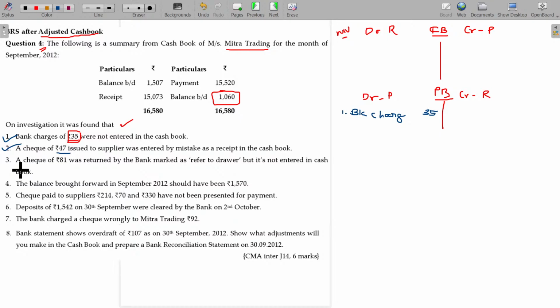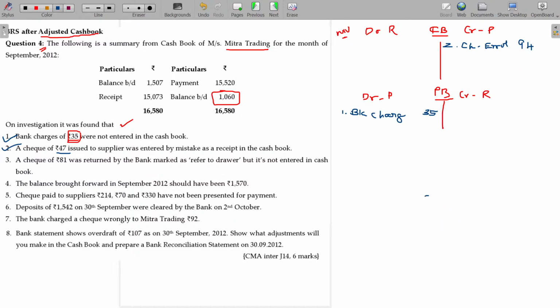A check, rupees 47, issued to supplier was entered by mistake as a receipt in the cash book. A check issued means payment, shown in the receipt side wrongly, should be corrected. Okay, how do you correct? To remove that, you have to post in the opposite side. To post in the credit side, you have to post again. Twice it should be posted. Check error, error. The value being 94.